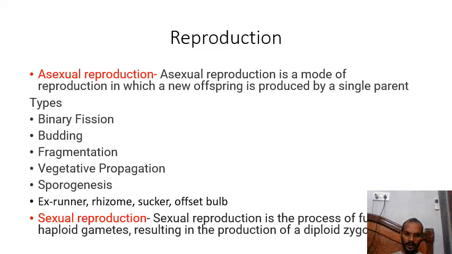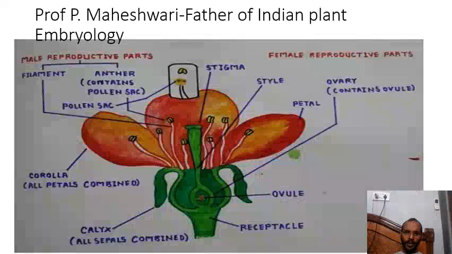And what is sexual reproduction? Sexual reproduction means one haploid gamete will come from the male and one haploid gamete will come from the female, and they will form a diploid zygote, which is known as sexual reproduction. Professor P. Maheshwari is known as the father of Indian plant embryology.